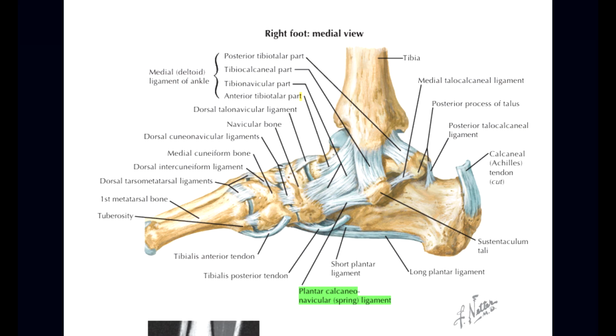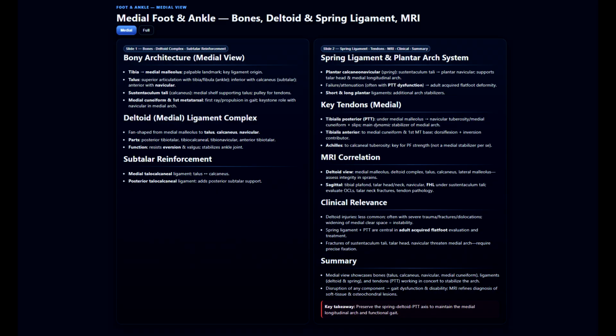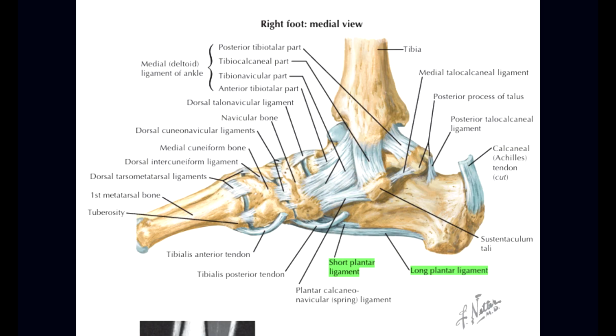When this ligament becomes attenuated or ruptured, often in cases of posterior tibial tendon dysfunction, patients may develop acquired flatfoot deformity, a condition that severely impairs mobility and quality of life. Adjacent to the spring ligament, we also encounter the short plantar ligament and the long plantar ligament, both of which contribute to the overall integrity of the plantar arch system.